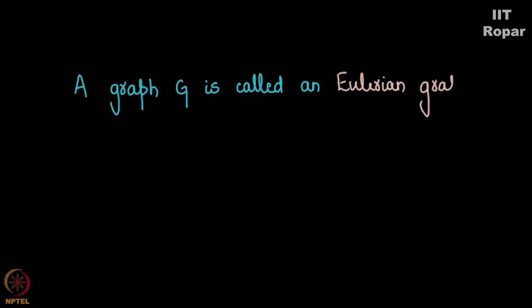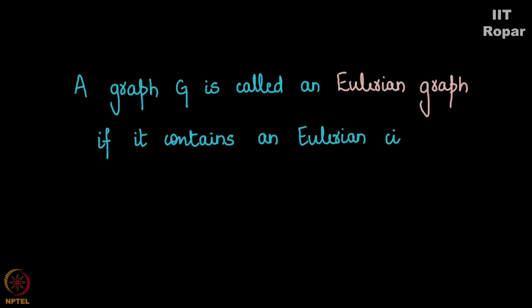Now, when is a graph called an Eulerian graph? A graph G is called an Eulerian graph if it contains an Eulerian circuit. Here are a few illustrations. Now, I'll be displaying a few graphs and we'll be taking an Eulerian circuit and we'll be checking if the graph is actually Eulerian or not.